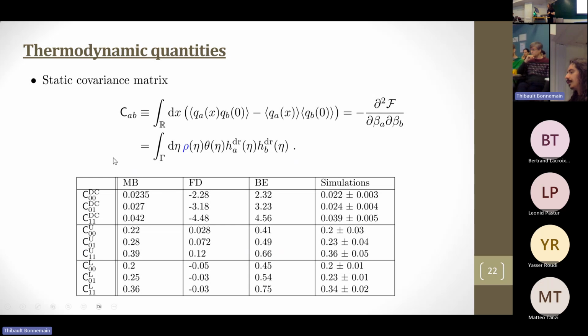And here this MB column, for Maxwell-Boltzmann, corresponds to exactly this expression with theta equal to 1. And just in case, we also computed it for different thetas corresponding to Fermi-Dirac, to see if maybe our basic hypothesis was wrong. And we can see here that the Maxwell-Boltzmann column agrees very well with the simulation.